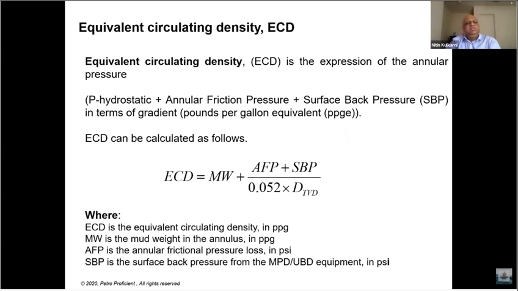This is the equation for ECD in the context of MPD, and if you can see here, it's mud weight plus your annular friction pressure loss plus the surface back pressure, divided by the constant and true vertical depth. It is similar to static density, but in which case the annular friction pressure loss is missing.